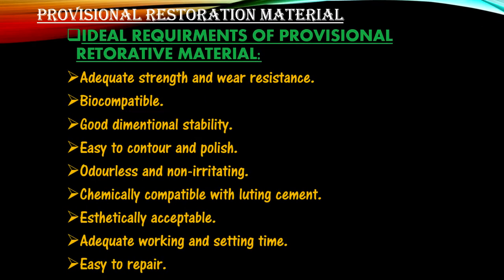Ideal requirements of provisional restoration: adequate strength and wear resistance, biocompatible, good dimensional stability, easy to contour and polish, odorless and non-irritating, chemically compatible with the luting cement, aesthetically acceptable, adequate working and setting time, easy to repair.